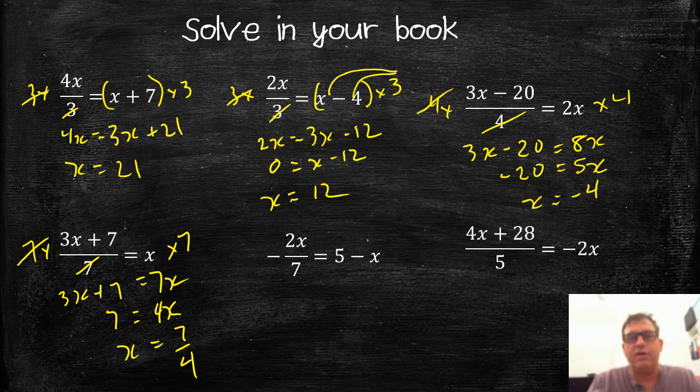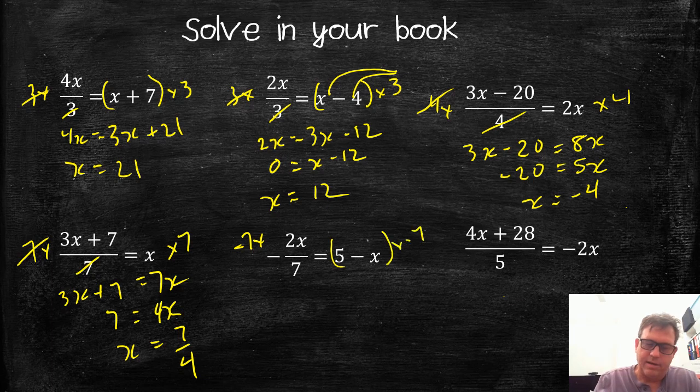Okay, this next one, we saw something similar. I'm going to get rid of the fraction and the negative sign at the same time. So I'm going to multiply both sides by negative 7. The whole thing by negative 7. So I'm going to have 2x. Negative 7 times 5 is negative 35. And negative 7 times negative x is plus 7x.